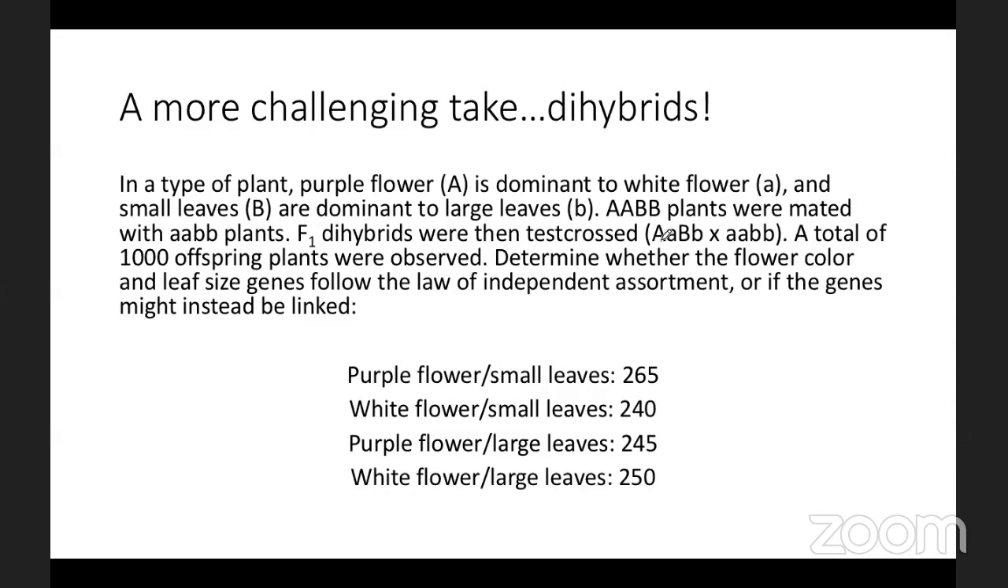So the problem says, in a type of plant, purple flower is dominant to white flower. So one of our traits is flower color, and small leaves are dominant to large leaves. So our second trait is leaf size. We're taking homozygous dominant plants for both traits and mating them with homozygous recessive plants for both traits. So you should know that the F1s are going to be dihybrids. And then we're test crossing those. And so we'll have a cross that looks like this.